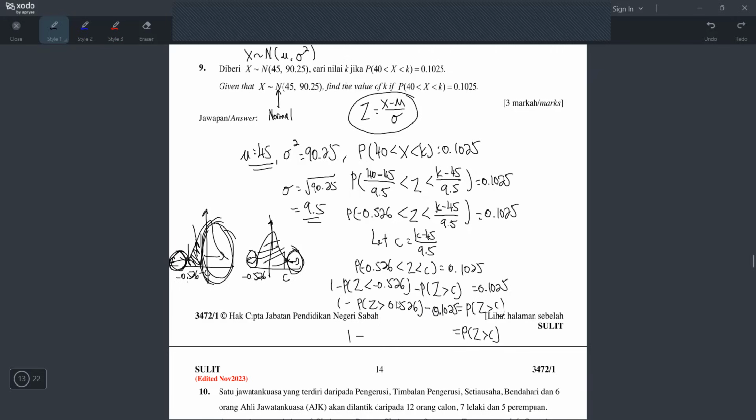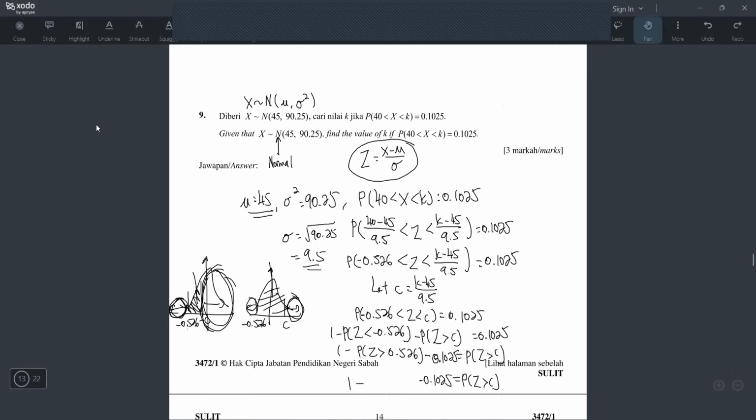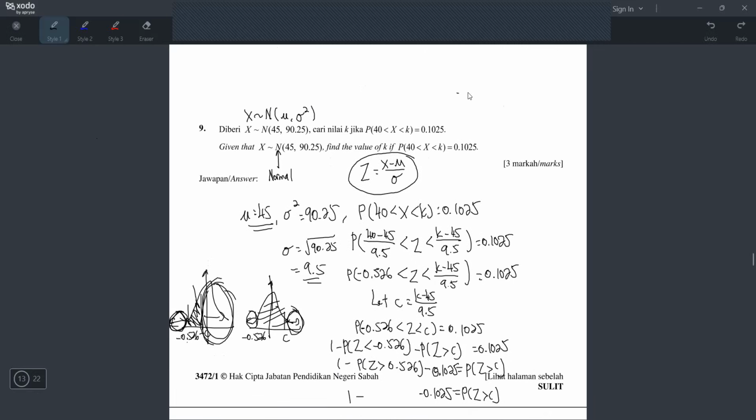We baca jadual, get this value first, then only I straight away minus everything. So now I have to refer to the jadual and cari P(Z > 0.526). I can only tengok jadual when it's bigger positive. Okay, so this one is already Z bigger positive, so I can tengok jadual. Before I scroll to the jadual, I tell you first how you should tengok.